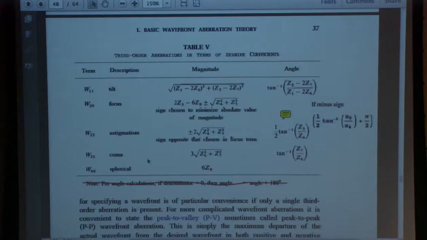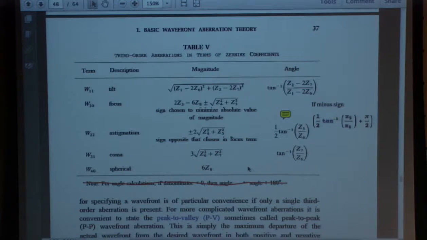So anyway, and coma you get from the Z6s and Z7s, and this gives you the angle of the coma. And spherical, you just have one spherical term. That one's easy then, just 6 times the coefficient C8. So any question here?